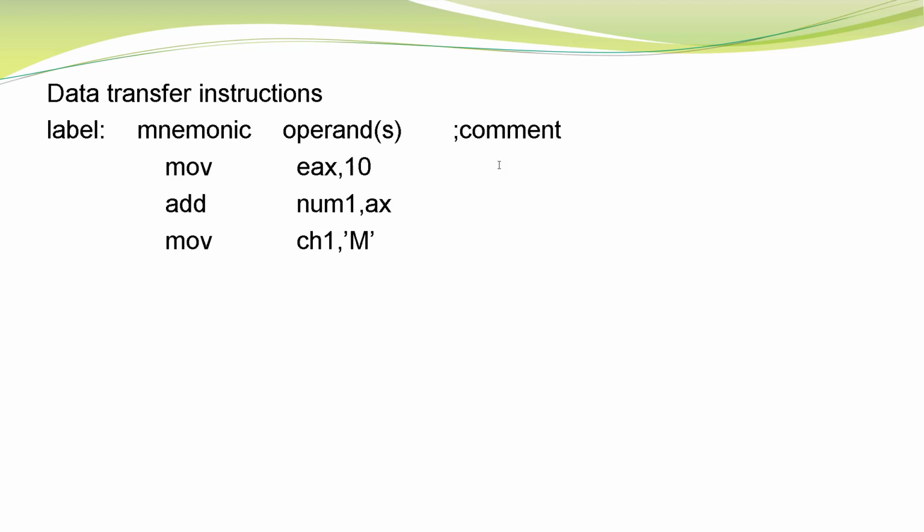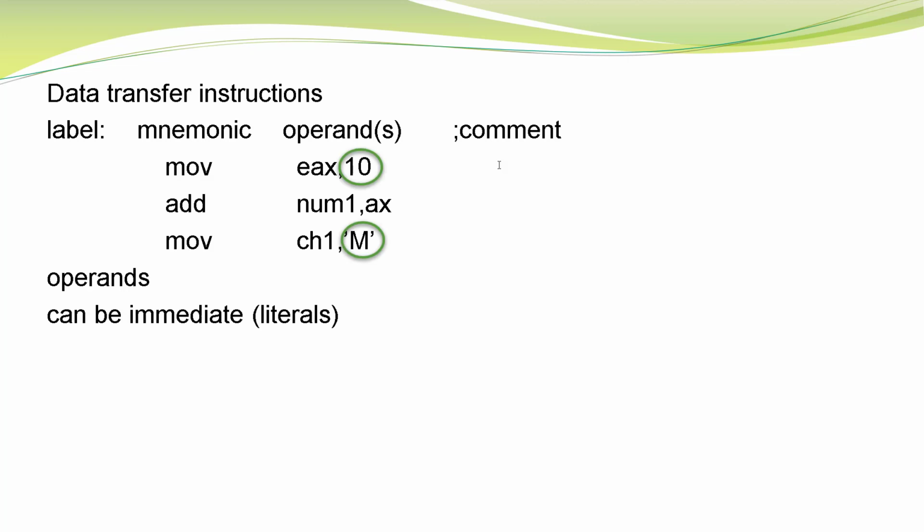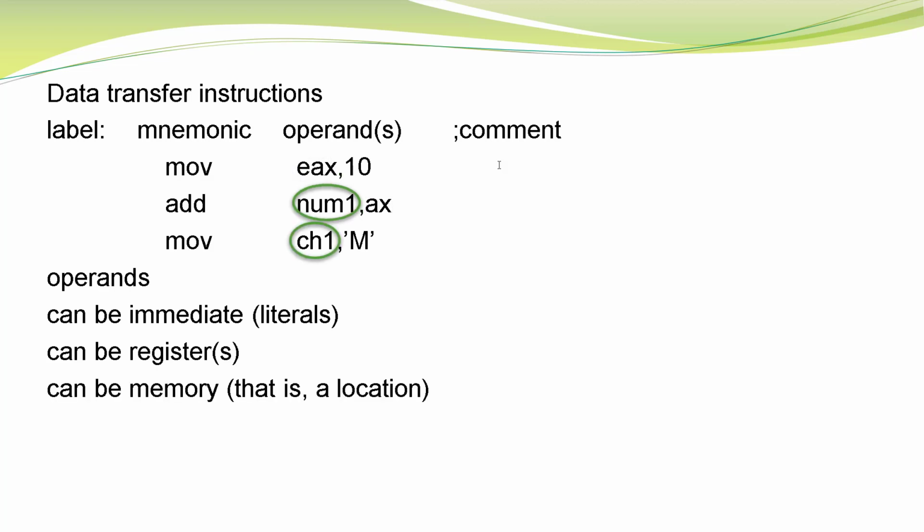Let's look at the different types of operands we can have. First, they can be immediate, like the 10 and the M. These are not variables. These are literal values that you're storing someplace. They can be registers, like the EAX and the AX, or any of the registers that you've studied so far. They can be memory locations, otherwise known as variables. num1 and ch1 here are locations in memory. Now we gave them names, and if you stop and think about it, that's exactly what you did in a high-level language. You gave memory locations names.